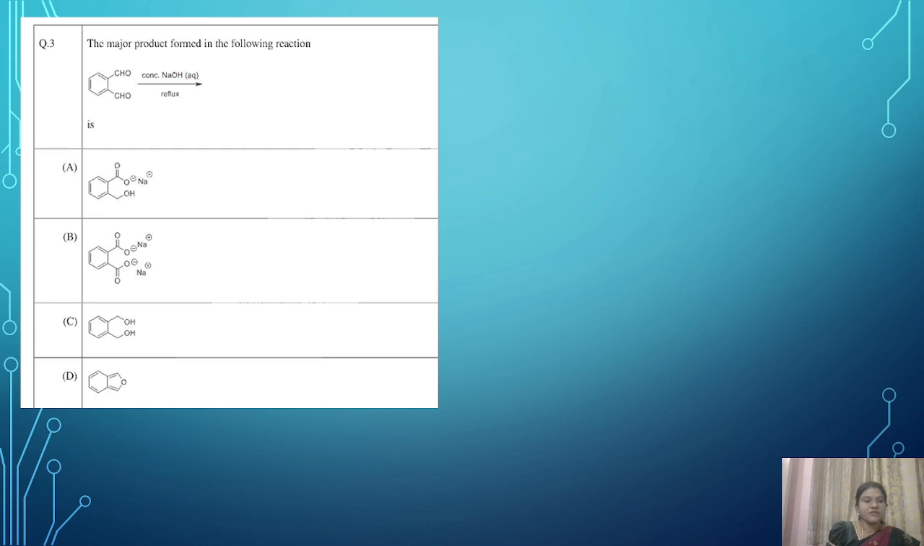In this reaction, the reagent is sodium hydroxide. Okay, there are two aldehyde groups. According to this, the reaction is the Cannizzaro reaction. In the Cannizzaro reaction, one of the aldehyde molecules is converted into an acid, and another one is reduced into an alcohol. One aldehyde group is oxidized into acid, the other one is reduced into alcohol.